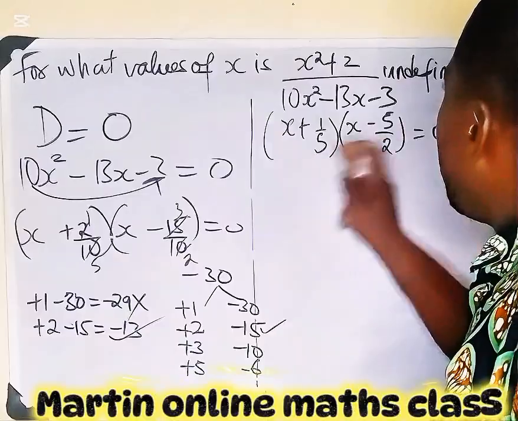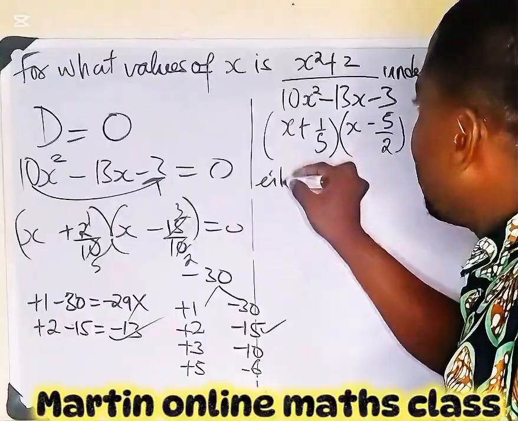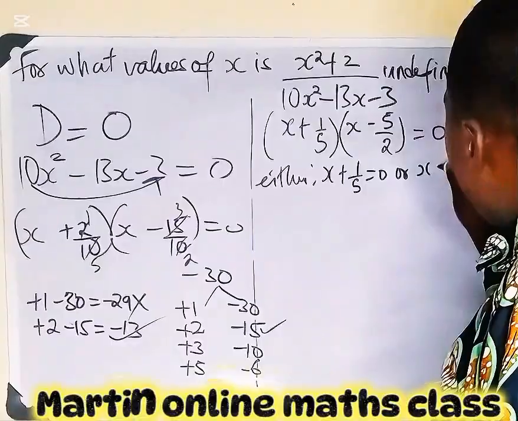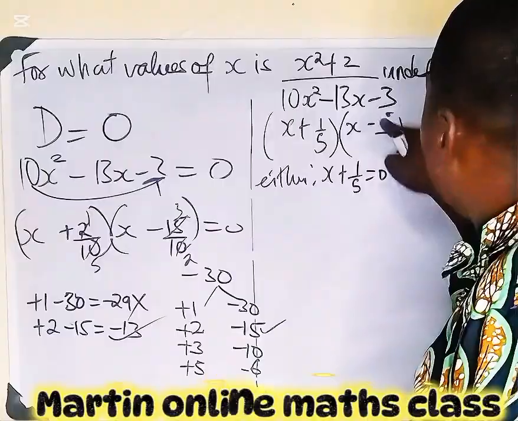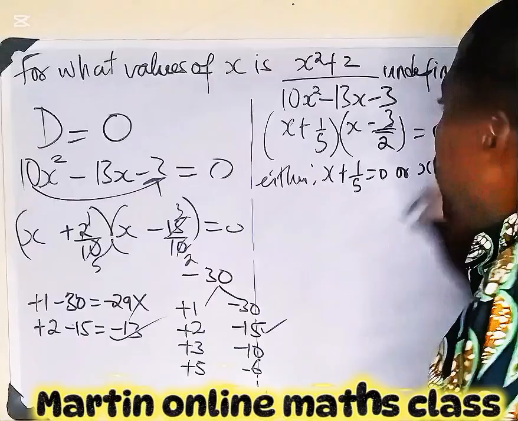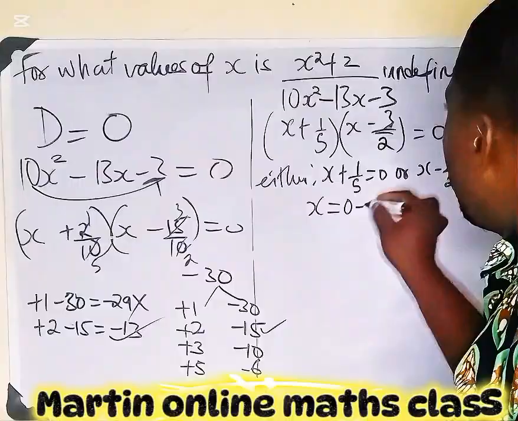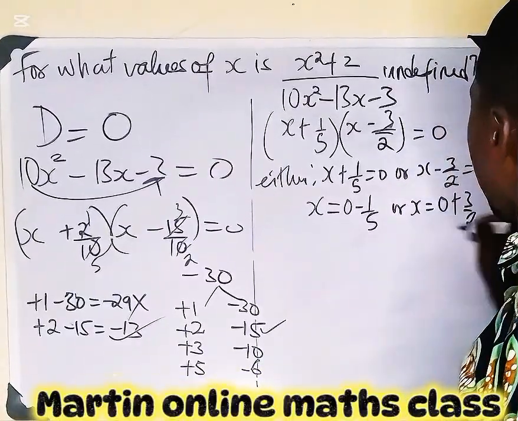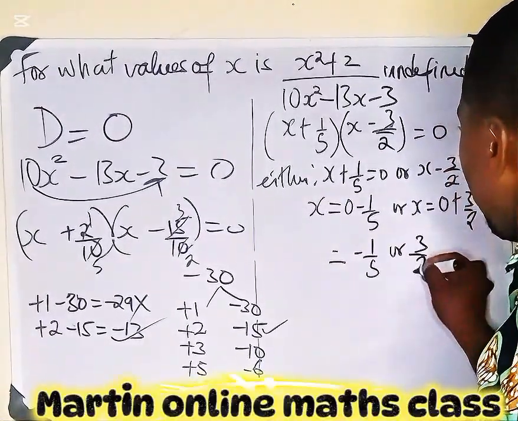After that, remember, when the product of two expressions is equal to 0, it implies that either x plus 1 over 5 equal to 0 or x minus 3 over 2 is equal to 0. So let's solve for x here. x here is equal to 0 minus 1 over 5, or x here is equal to 0 plus 3 over 2. Here we have this as minus 1 over 5 or 3 over 2.